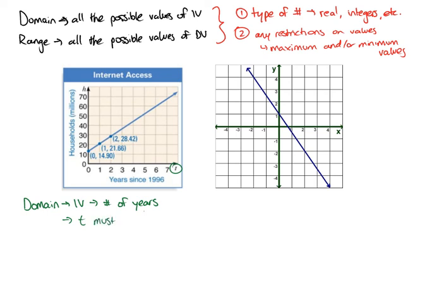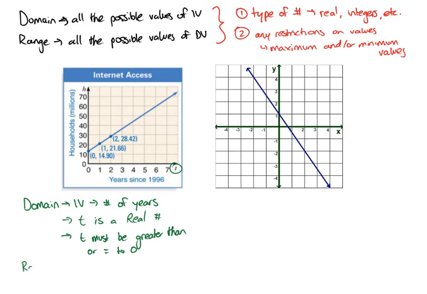When we think about type of number, T, or time, is going to be a real number because you can have decimals. For example, you could have 1.5 years since 1996, and that's okay. So you're not limited to just whole numbers. However, T has to be greater than or equal to 0, because as you look on the graph, it begins when t equals 0. So we can't have negative numbers for t, but we can have decimals. We're specifying those two ideas there: real number, greater than or equal to 0.